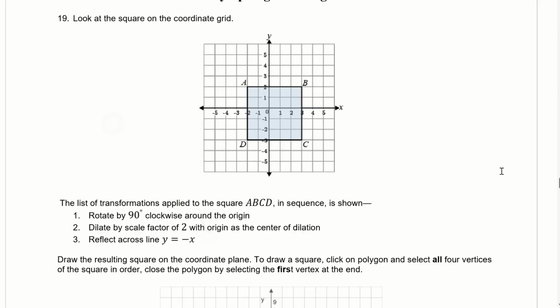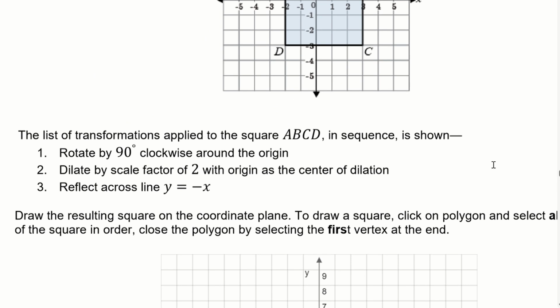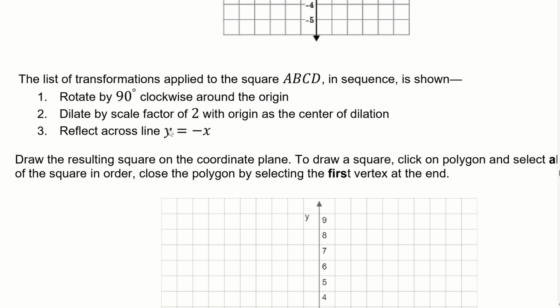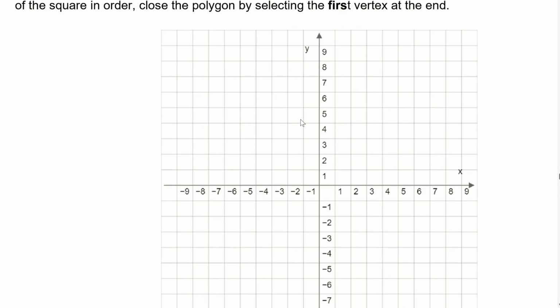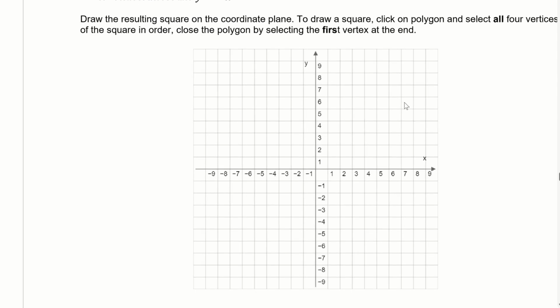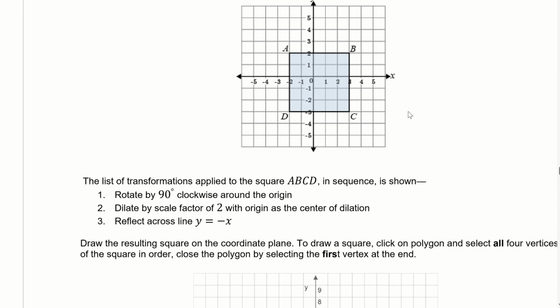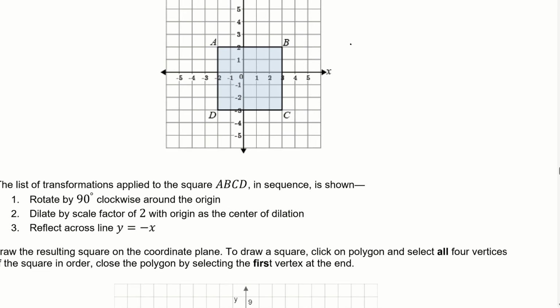Sorry about that. Okay, so the list of transformations applied to the square ABCD in sequence is shown. Rotate 90 degrees clockwise, and then dilate by a scale factor of 2 with origin, and then reflect across the line y equals x. Draw the resulting square on the coordinate plane. To draw a square, we're just going to draw it on here. All right, so let's apply all the transformations. This is number 1, 2, and 3.